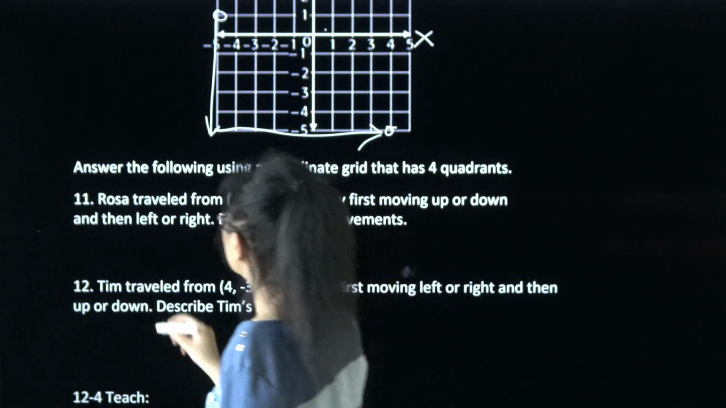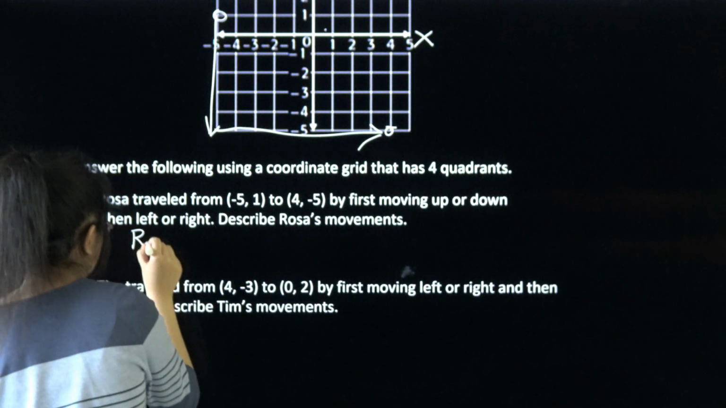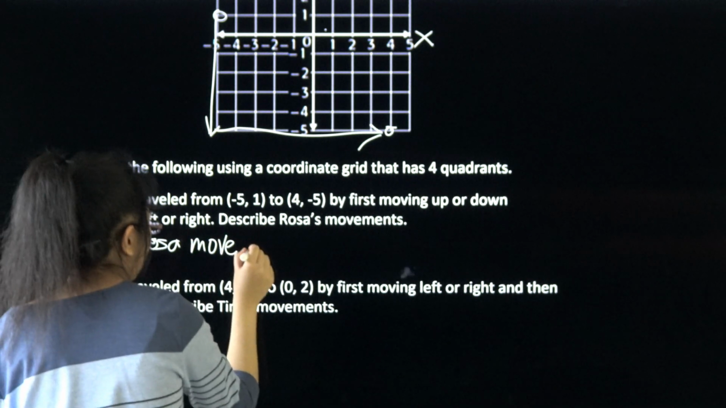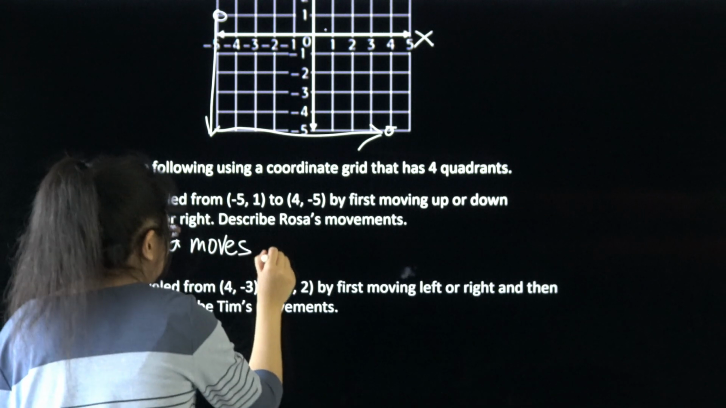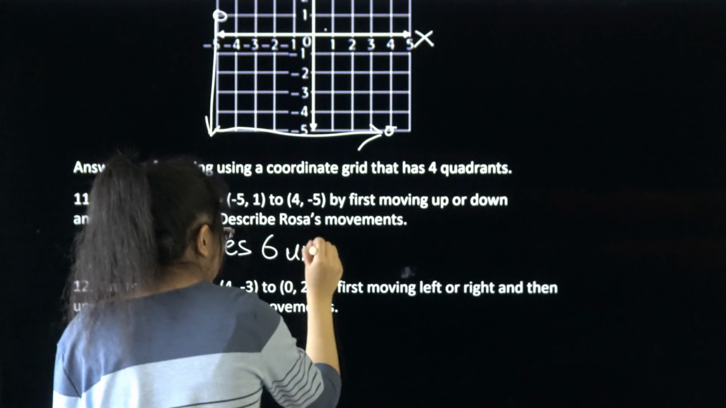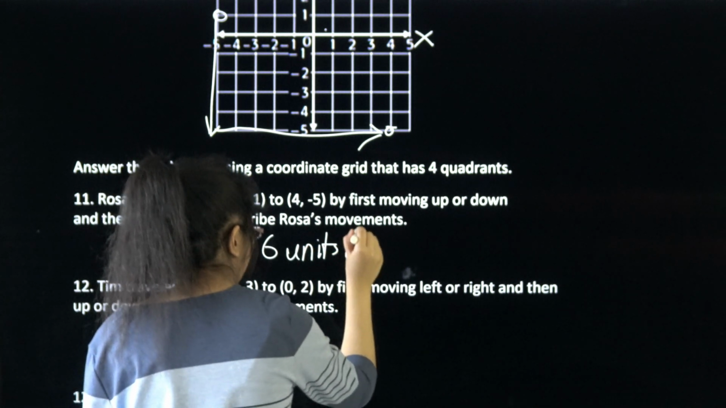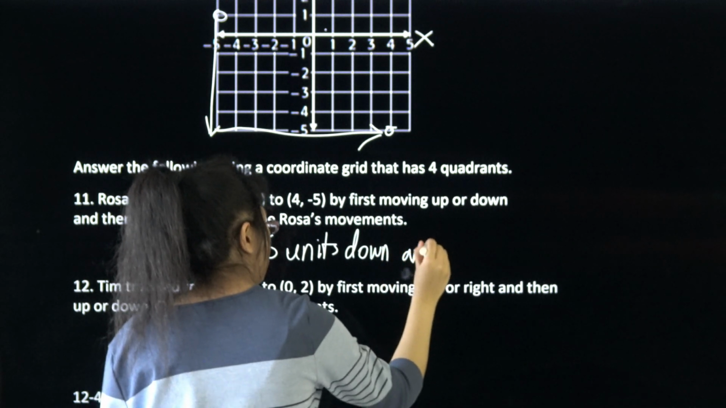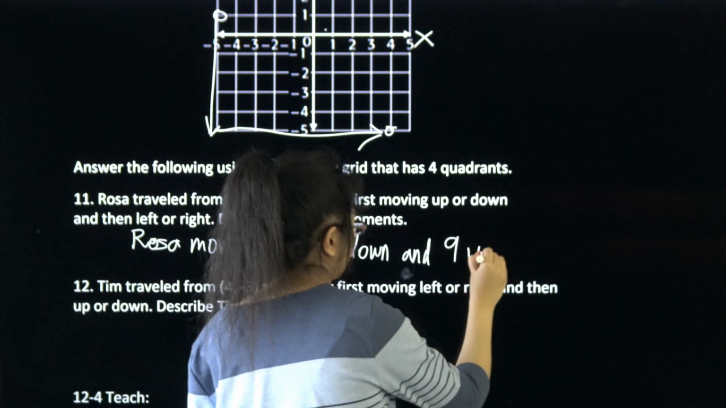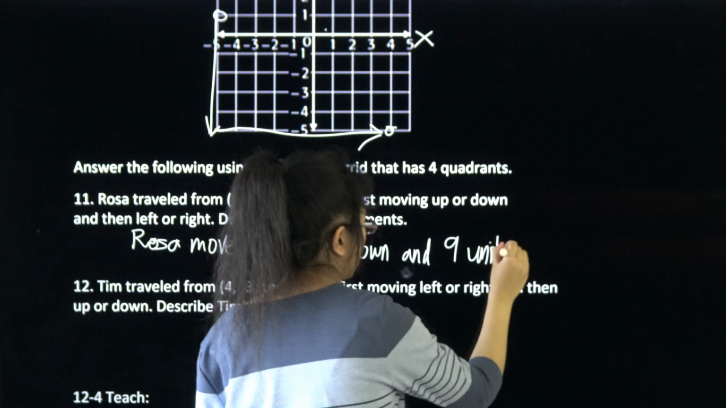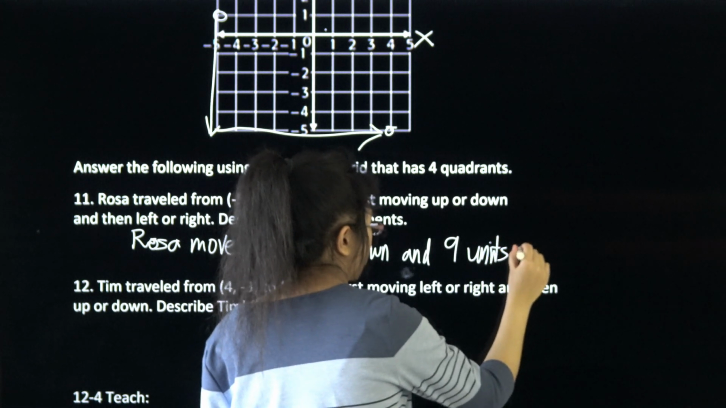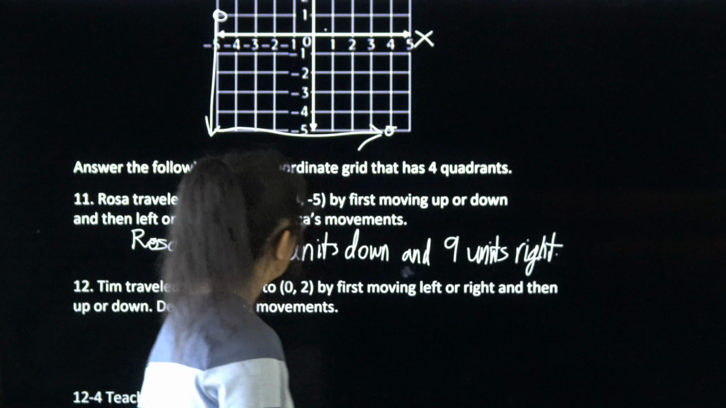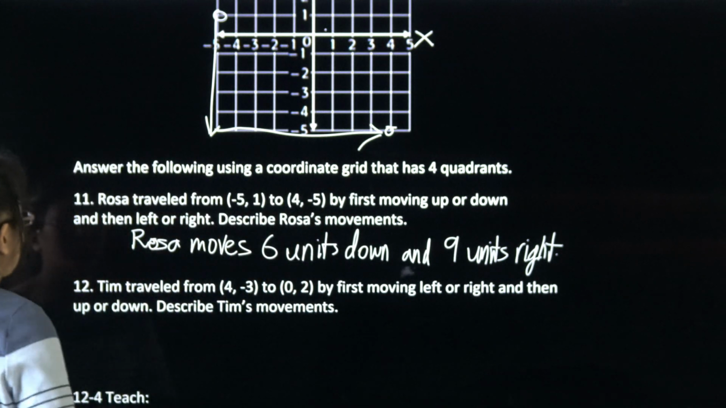So Rosa's movements. Rosa moves 6 units down and 9 units right. Ta-da! Done.